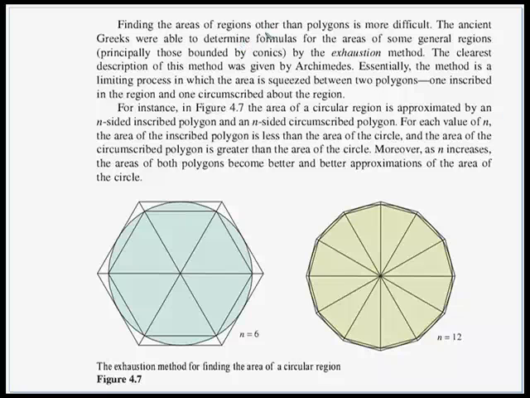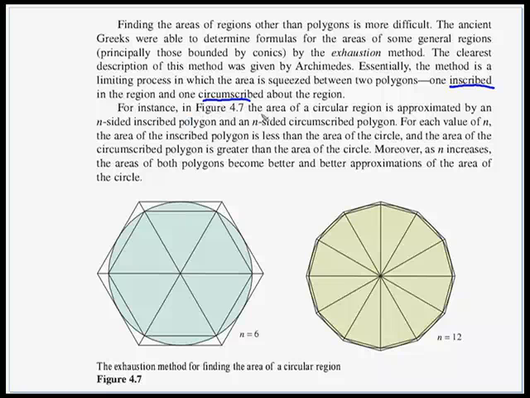Finding the areas of regions other than polygons is more difficult. The ancient Greeks were able to determine formulas for the areas of some general regions, principally those bounded by conics, by the exhaustion method. The clearest description of this method was given by Archimedes. Essentially, the method is a limiting process in which the area is squeezed between 2 polygons, one inscribed in the region and the other one circumscribed about the region.